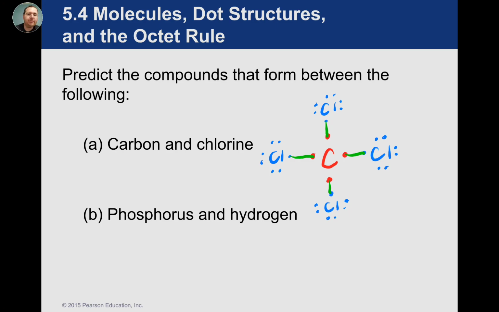Let's try something very similar down here with phosphorus and hydrogen. So let's think of phosphorus first. Phosphorus is in group 15. So let's put in, based on its ones place, 5 electrons. I like to pair up the top just because it looks pretty, it doesn't really matter. And then let's put in some hydrogens. Hydrogens are in group 1. So they're only going to have 1 electron each.